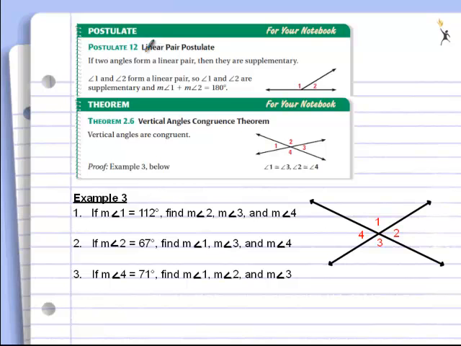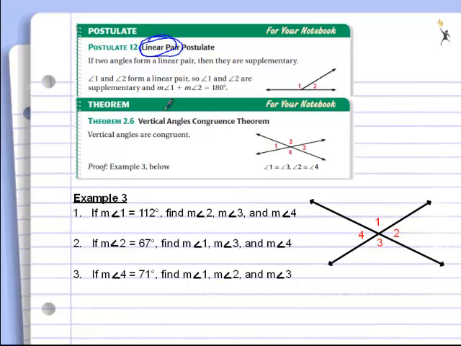Now let's go to a new postulate that you're going to learn. Linear pair postulate. Now you've been exposed to a linear pair. A linear pair is a pair of adjacent angles that are supplementary. If they're supplementary, then they equal 180. This is just a postulate explaining that. If two angles form a linear pair, then they are supplementary. We already know this. Angle 1 and angle 2 form a linear pair, so angle 1 and angle 2 are supplementary, and angle 1 and angle 2 equal 180. That's very, very simple. That's the definition of a linear pair, definition of a supplementary angle.